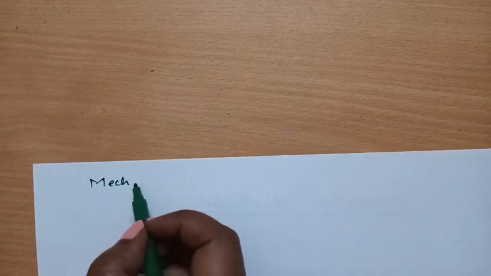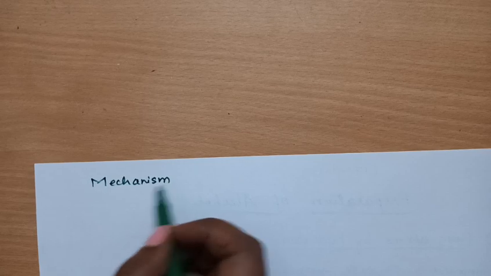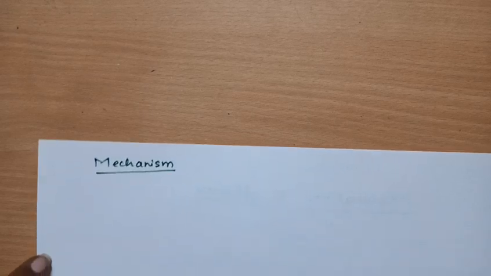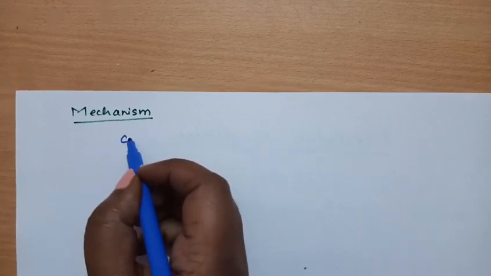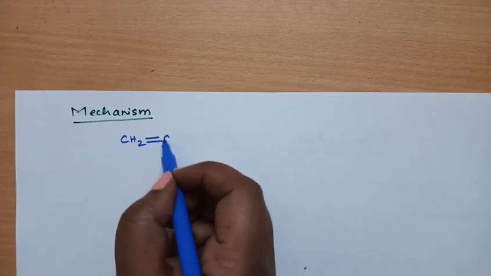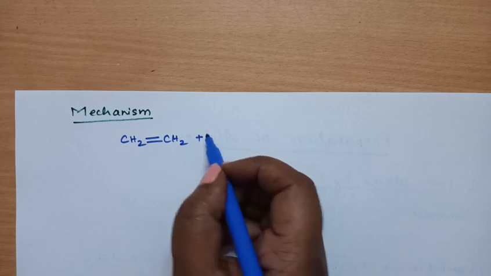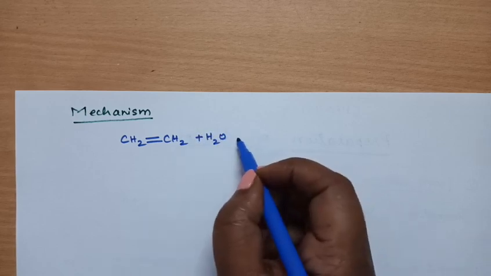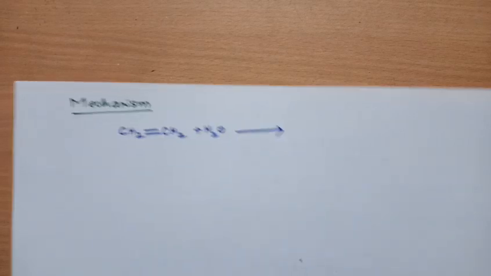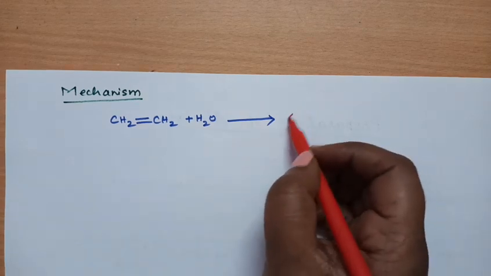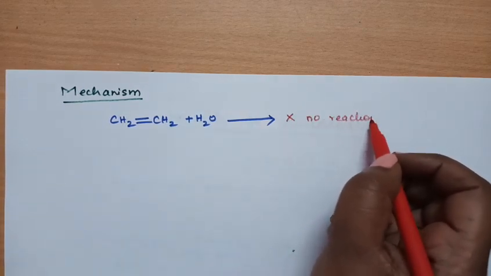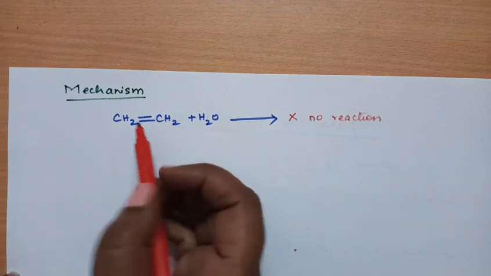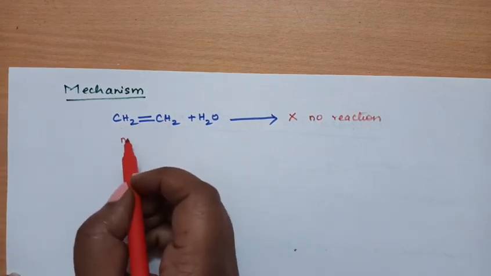Mechanism. So the mechanism for this reaction. Students, first we are taking ethene, CH2=CH2, and treating it with water. What is the product obtained here? Here no reaction will take place. There is no reaction here. Why? Because this is a nucleophile.